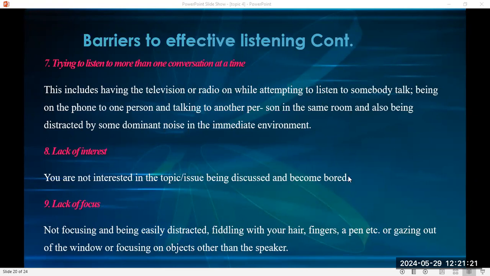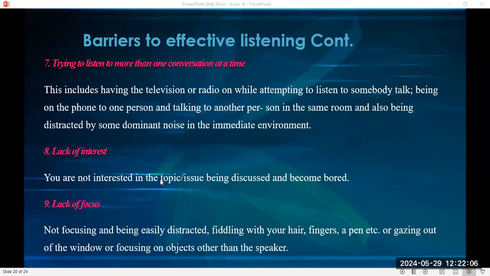Lack of interest. You are not interested. Somebody is coming to tell you a story concerning today's lesson. Then you tell them, I'm not interested. I'm not interested at all. I have my own problems. So lack of interest is a barrier to effective listening. Lack of focus. Not focusing and being easily distracted, fiddling with your hair, fingers, a pen, etc., or gazing out of the window, or focusing on objects other than the speaker. That one is lack of focus, and it is a barrier to effective listening.